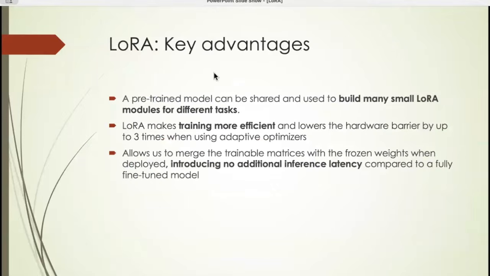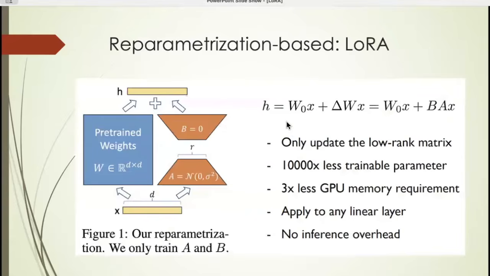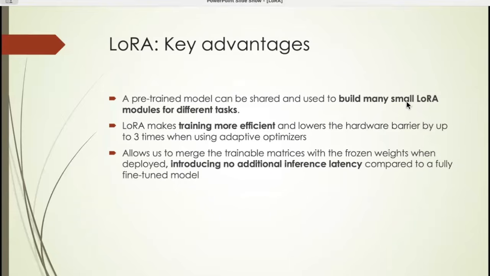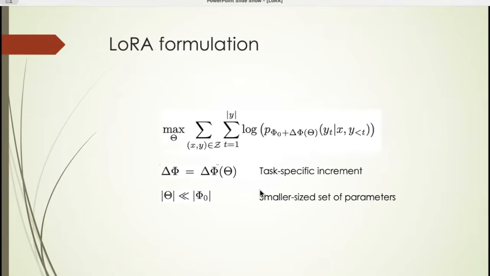The key advantages of LoRA are, first, it can build many small LoRA modules for different tasks, right? For different tasks, you can keep a copy of A and B, and then at inference time, you can merge it with the original pre-trained weights for the corresponding task. So you can keep different copies of LoRA modules, those A and B matrices, for different tasks. It also makes training more efficient, memory more efficient, and it introduces no additional inference latency compared to the original, fully fine-tuned model.